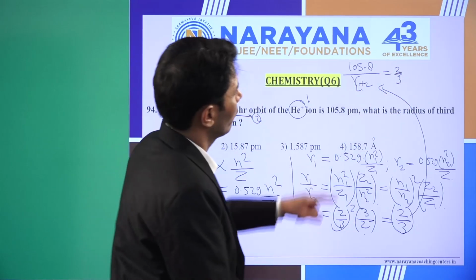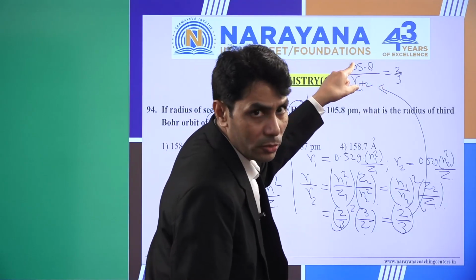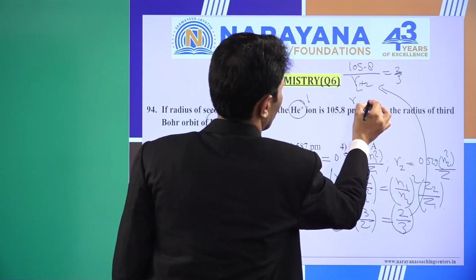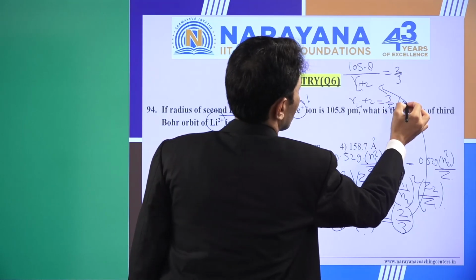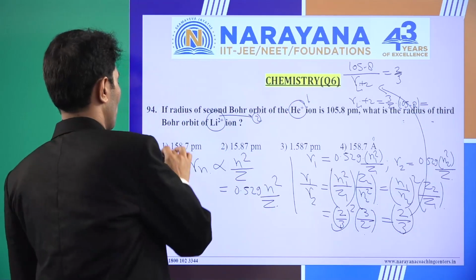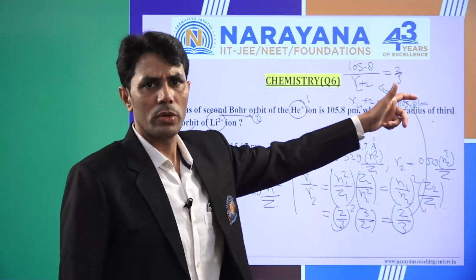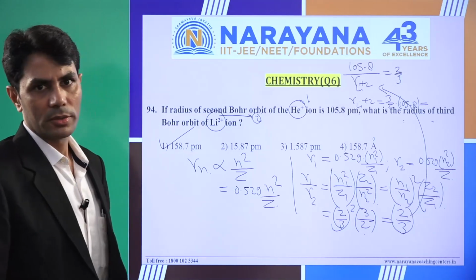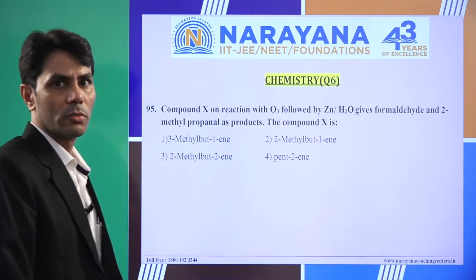So what will it be? R of lithium must be equal to 3 by 2 times this value. So R of Li plus 2 is 3 by 2 times 105.8. If you solve it, you will get 108.7, so you can get the idea. It is 1.5 times this value, approximately. Okay. So the first option is the correct option, right? It was a direct formula based question.